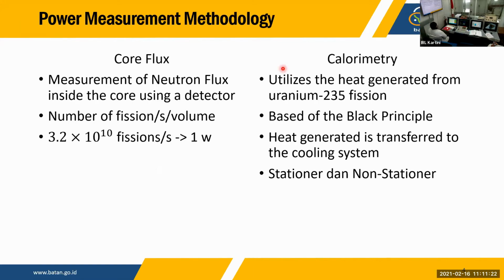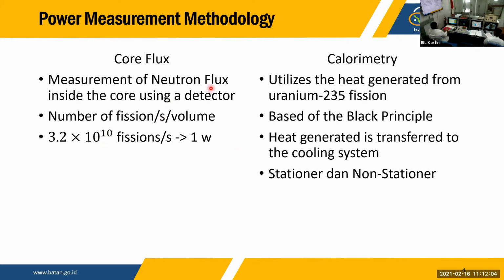Here I would like to explain a little bit about the differences between the methodologies of power measurement. First of all, we calculate the core flux using a measurement. We measure the neutron flux inside the core using a detector, from which we obtain the number of fissions per second per unit volume. Because we know that 3.2 times 10 to the power of 10 fissions per second is equal to 1 watt, we can obtain the power generated by the reactor core.